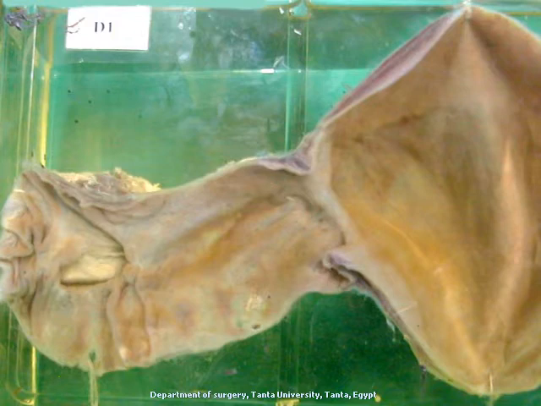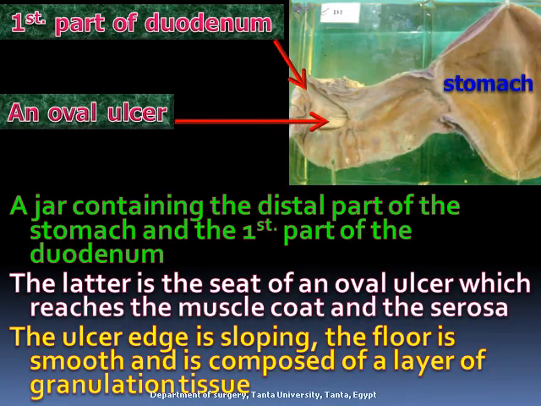Duodenal ulcer. The first part of duodenum, an oval ulcer. A jar containing the distal part of the stomach and the first part of the duodenum. The latter is the site of an oval ulcer which reaches the muscle coat and the serosa. The ulcer edge is sloping, the floor is smooth, and is composed of a layer of granulation tissue.